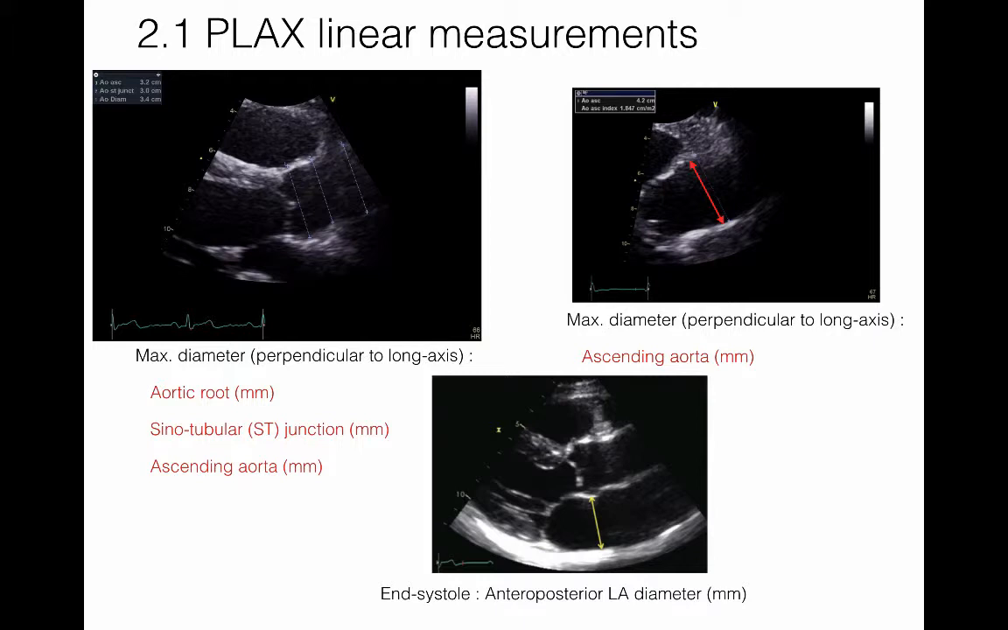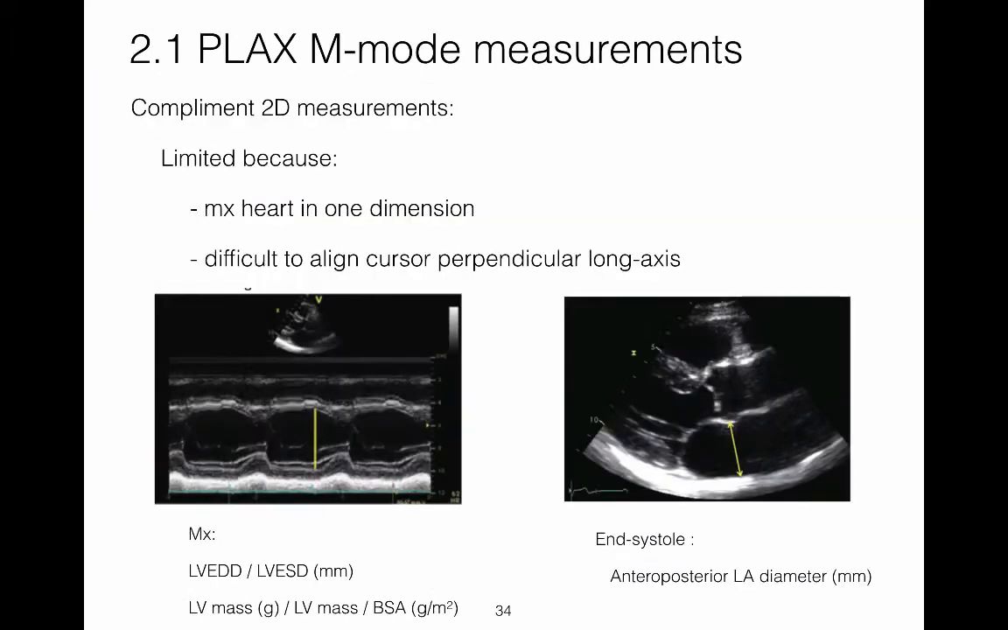An end systole measurement of the left atrial diameter can also be made from the parasternal long axis view, although left atrial volume measurements are preferable, and these are made from the apical four-chamber view, which will be discussed later. Parasternal long axis M-mode measurements complement but do not replace 2D measurements. M-mode measurements are limited because they measure the heart in one dimension, and it is often difficult to align the cursor perpendicular to the long axis of the LV.